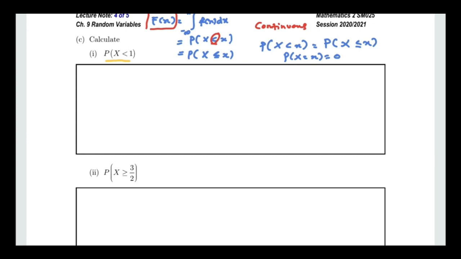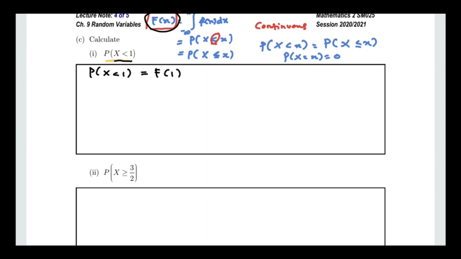So for this question, since the question asks for X less than 1, it's actually equal to P(X < 1), which equals the capital letter F(1). Why do we convert this into the capital letter F? Since from the previous part we have found the CDF, we already have the cumulative function, so it's better to use it to find the probability rather than using the PDF.